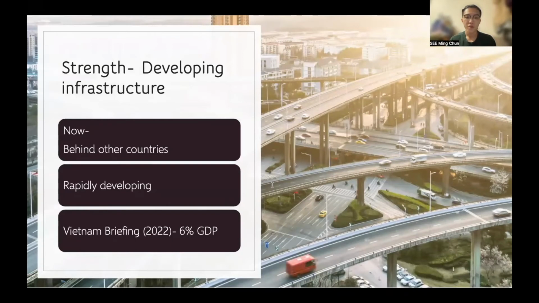Another strength of Vietnam's real estate is the rapidly developing infrastructure. Although the infrastructure development in Vietnam may be a little bit behind other Southeast Asian countries now, the government is putting a lot of effort and resources into it. According to Vietnam Briefing in 2022, Vietnam's government spent 6% of GDP on different infrastructure in the country.